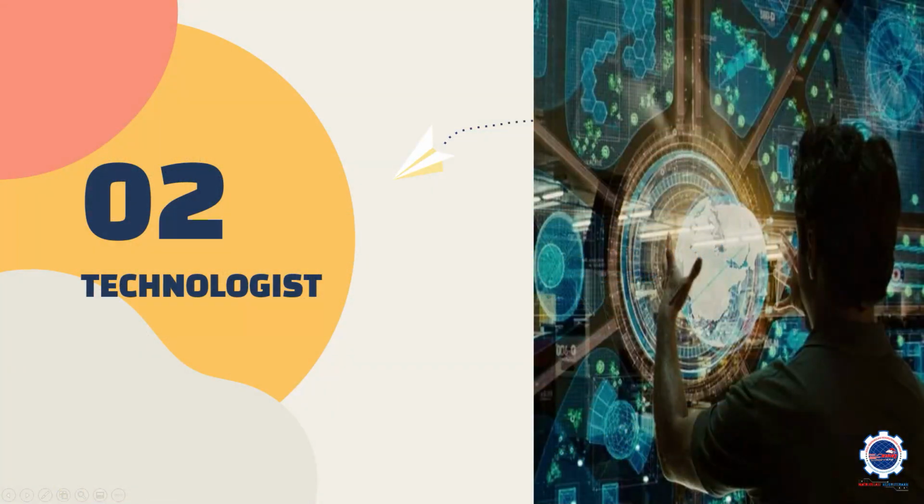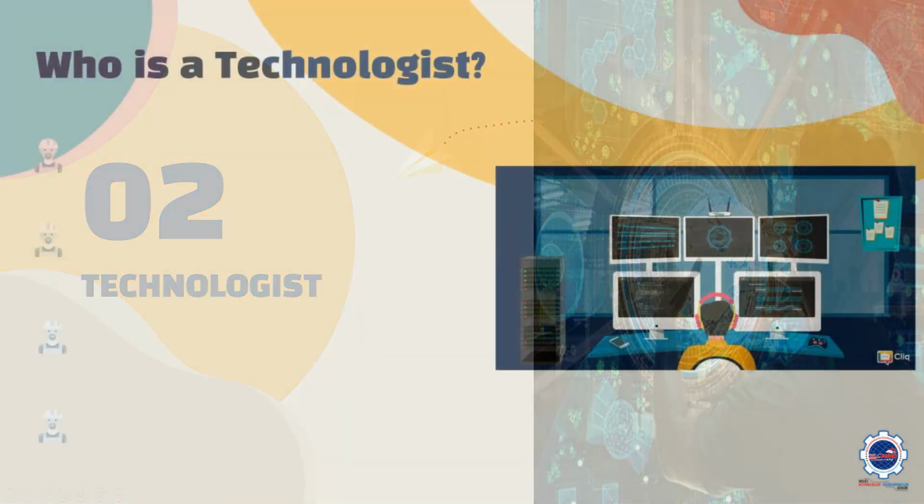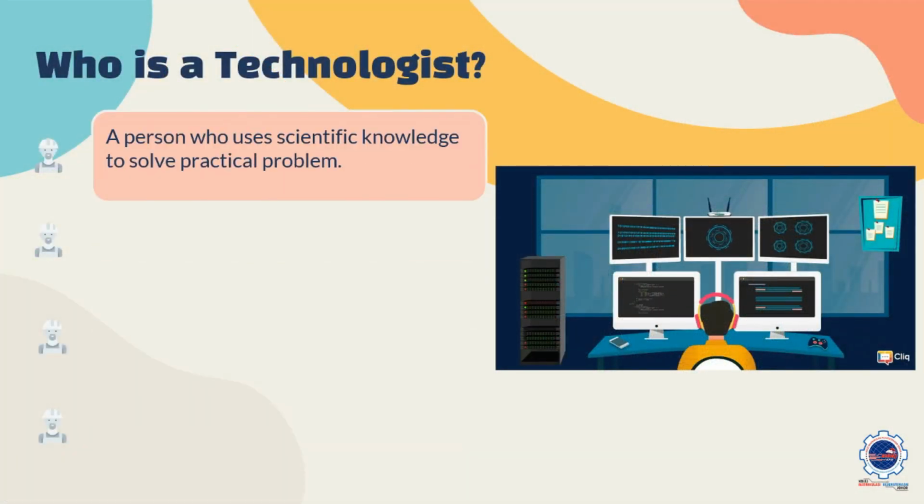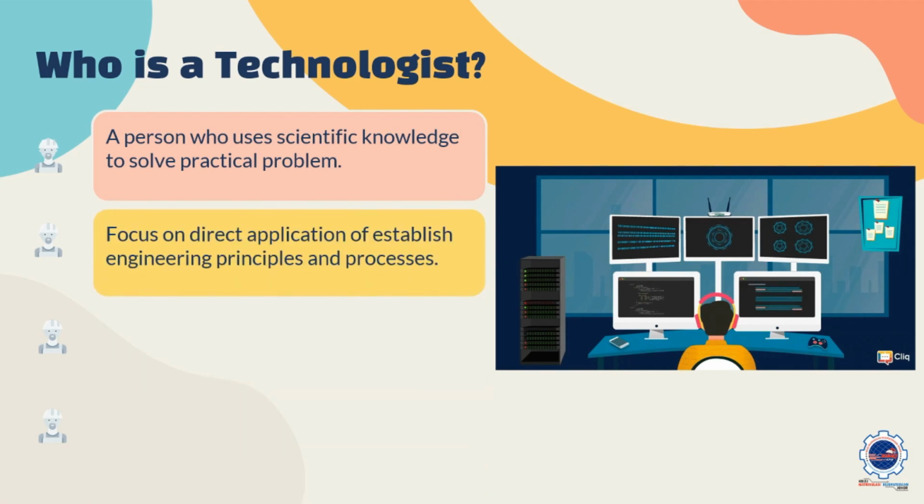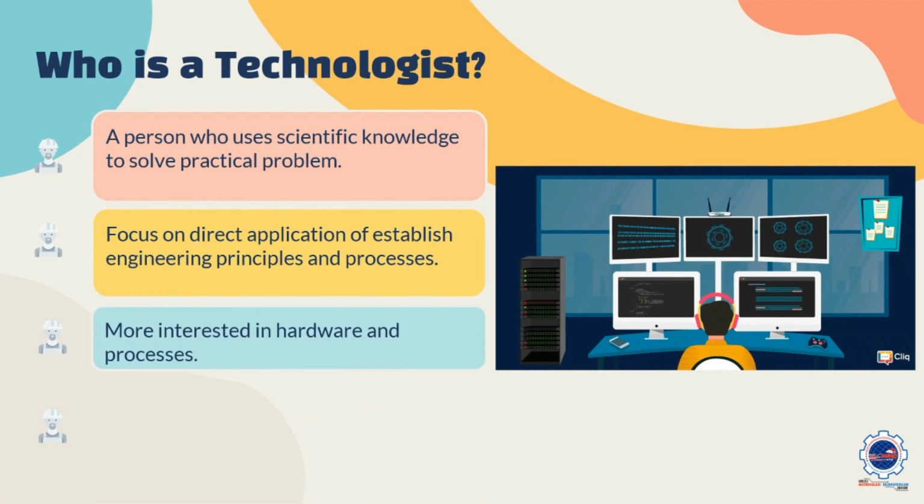Technologist. Who is a technologist? A technologist is a person who uses scientific knowledge to solve practical problems, focusing on direct application of established engineering principles and processes. And a technologist is the one who is more interested in hardware and processes. So meaning that technologists will be focusing more on application of technology of a system and technology of a machine.